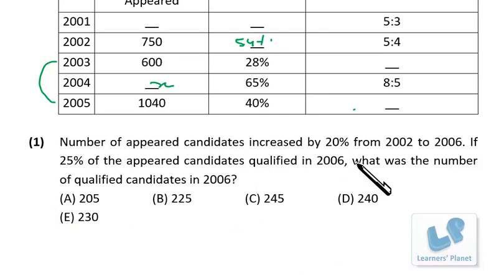Number of appeared candidates increased by 20% from 2002 to 2006. 20% increase on 750: 20% is 75 into 2, 150. So it's 900. If 25% of the appeared candidates qualified in 2006, so 25%, that is 225. So what was the number of qualified candidates in 2006? That is 225, as simple as that, right?